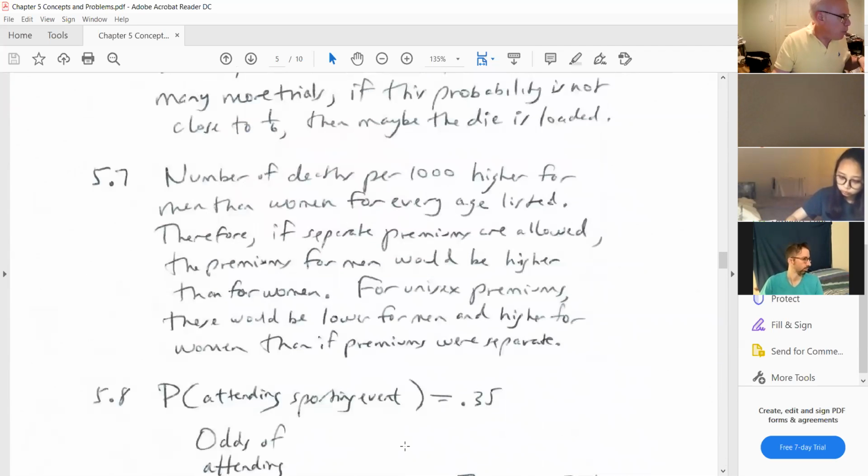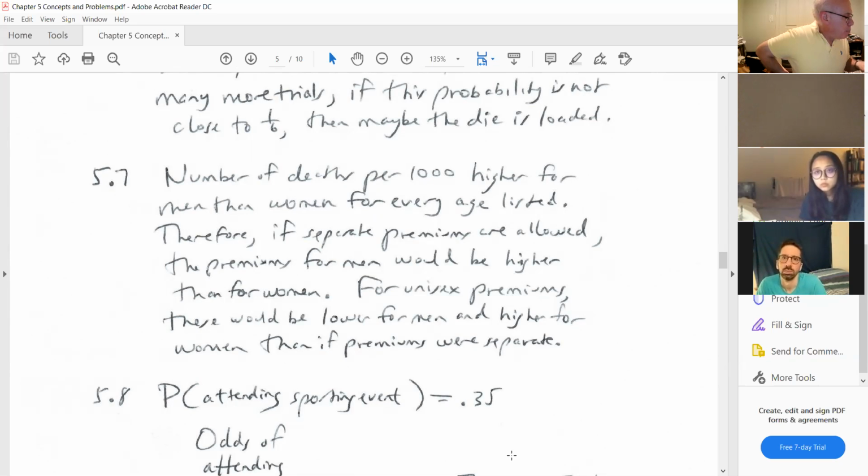So 5-7 says a newspaper article reported that Massachusetts had become the 2nd state after Montana to prohibit sex to be used as a factor in determining insurance premiums. In other words, they should use the word gender in this case, right? Gender. Now, considering the information in table 5.1, which is on page 137, it looks like some sort of actuarial table for an insurance company, where they're looking at the number of deaths per 1,000 for life insurance.